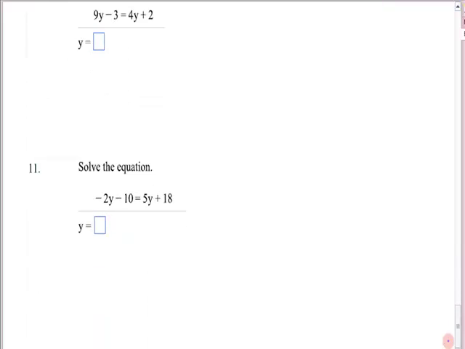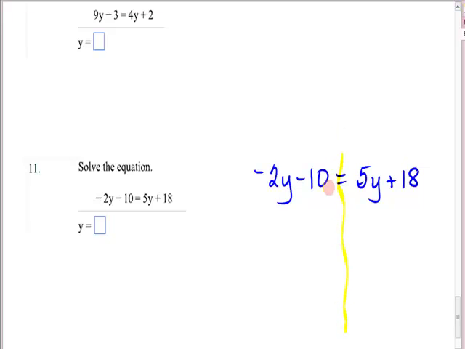I think I'm going to skip all the way to the last problem because there's nothing really new in those others. It's good practice, but I don't think you need more examples. All right, can you simplify on the left? No. Can you simplify on the right? No. Do you have variables on both sides? Yes, you do. -2y, +5y.